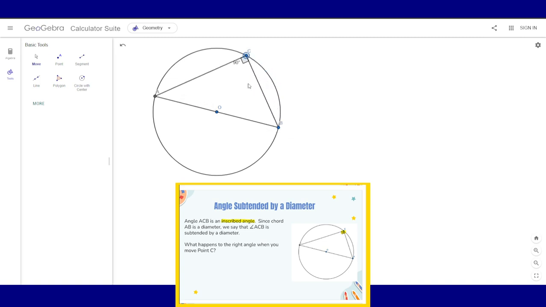But the main thing is that if our inscribed angle is subtended, or closed off, by the diameter, let's just draw that in again. What happens to the right angle? Well, it stays 90 degrees. Wherever we move it, unless we're forming a straight line, that angle on the inside is still 90 degrees.